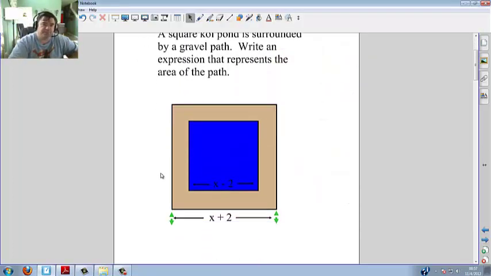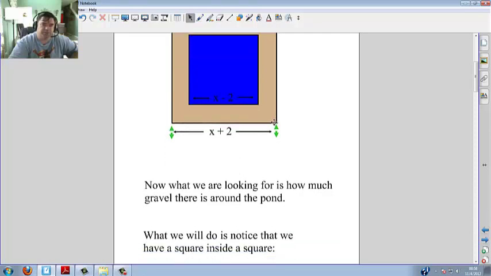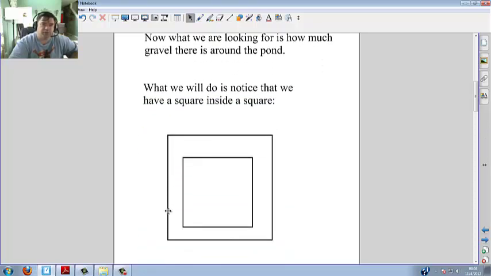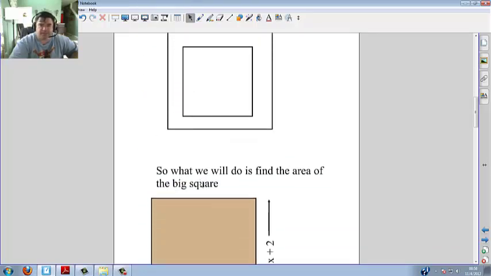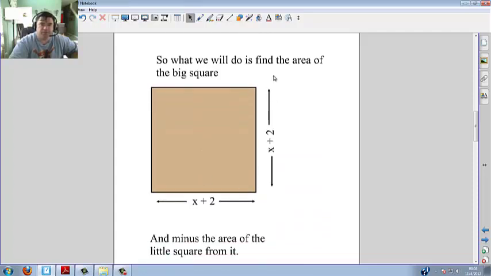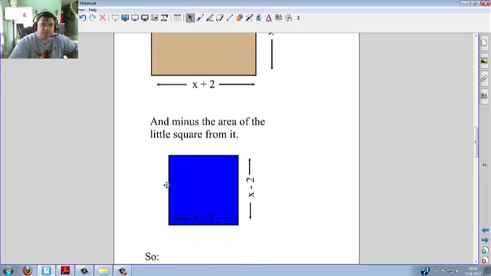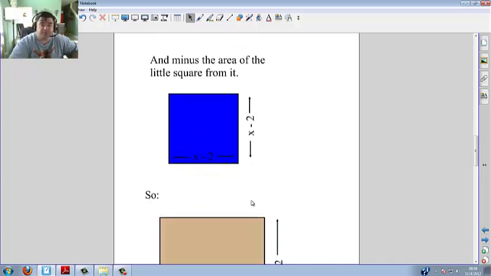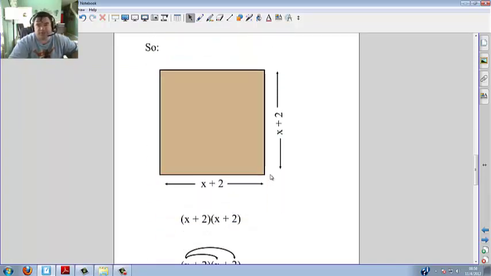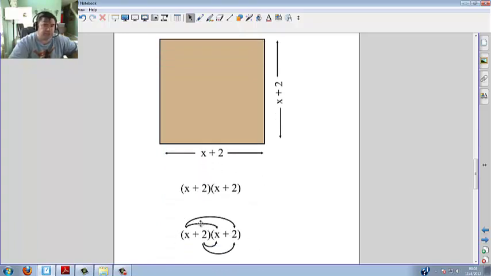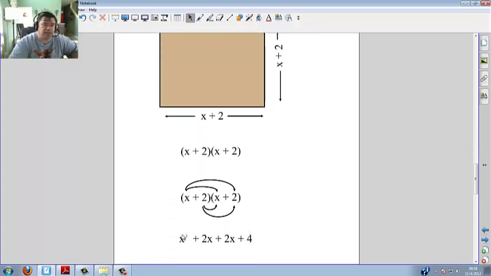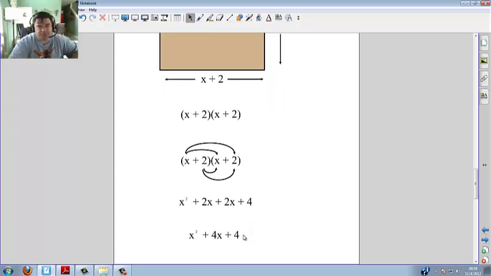Take a look here. So x plus 2, notice that it's a square within a square, as we talked about. The big square, x plus 2 times x plus 2, we'll do that, and minus the inner pond, which was x minus 2 times x minus 2. So take x plus 2 times x plus 2. Notice, x squared plus 4x plus 4.